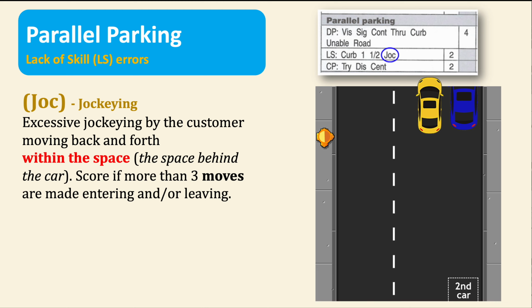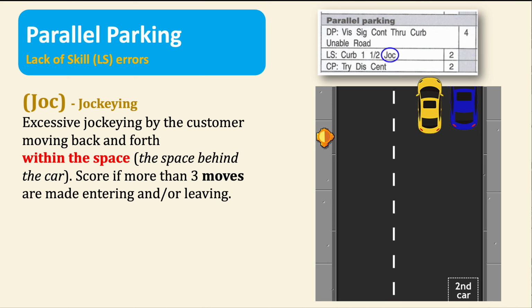Jockeying can be a little tricky, so I'm going to try to go through this slowly for you. That is excessive jockeying by the customer, moving back and forth. These are put in red letters for a reason, within the space, so the space behind the car. If they're adjusting the car on the outside, like the yellow car is in position now, just to line up to a better position, you don't score any of those moves because they're not within the space, which is the space behind the car.